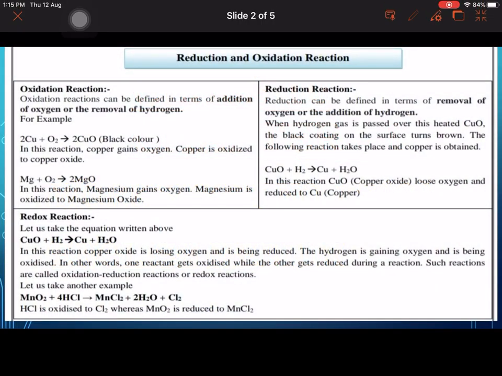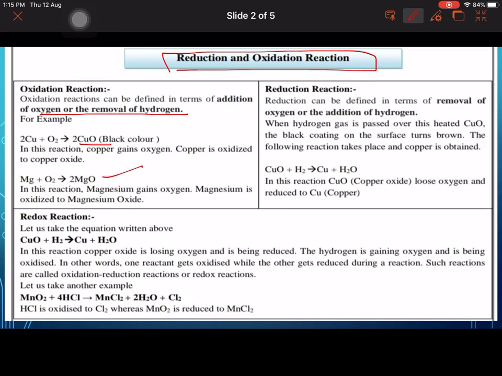The fifth type of reaction is redox, or you can say reduction and oxidation reaction. Now, oxidation reaction can be defined in terms of addition of oxygen or removal of hydrogen. You can see, to copper, oxygen is added, it becomes copper oxide, which is black in color. Likewise, to magnesium, oxygen is added, and it becomes magnesium oxide.